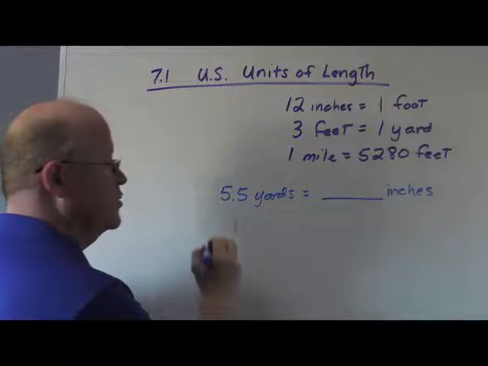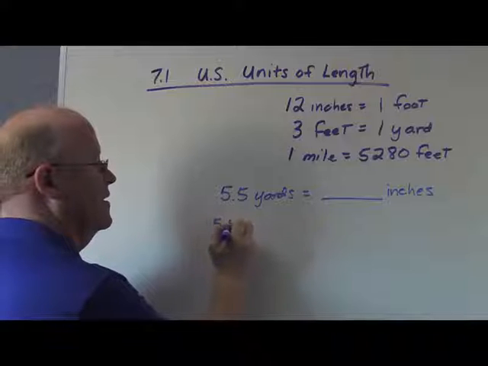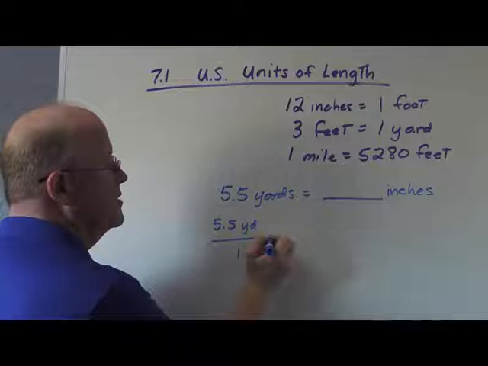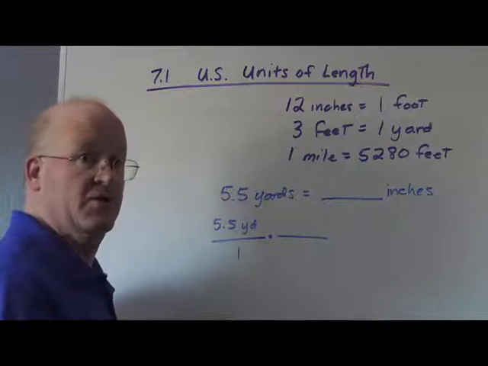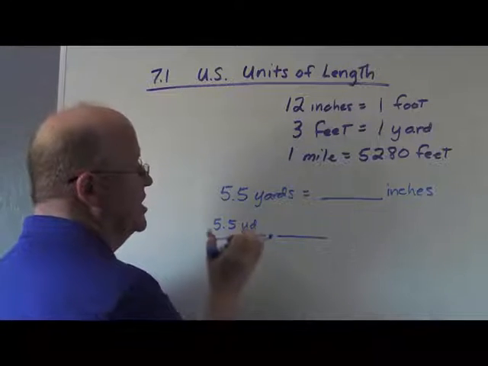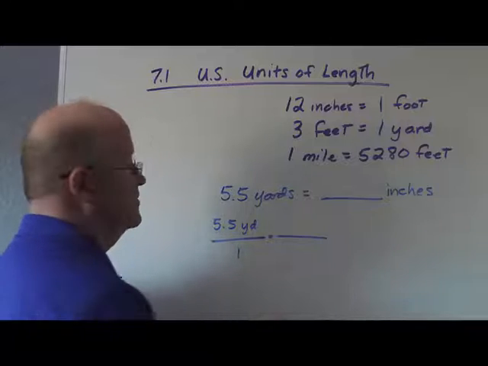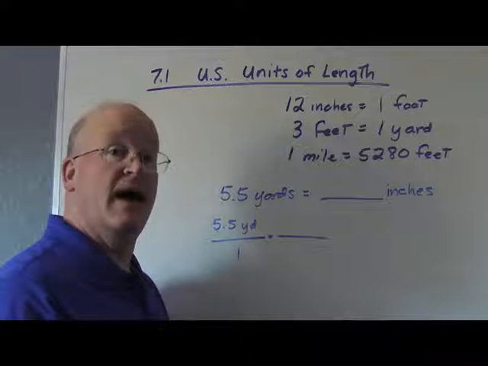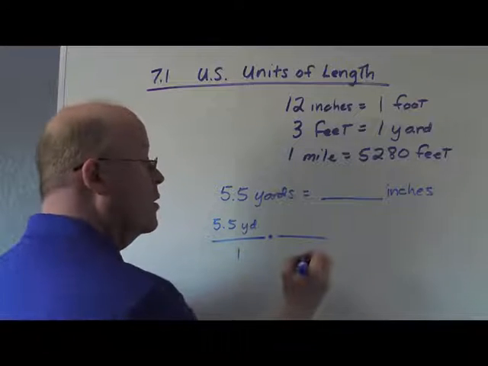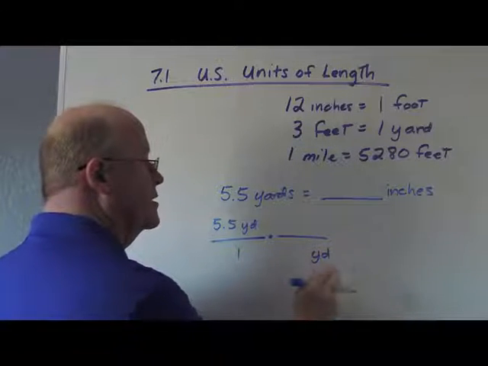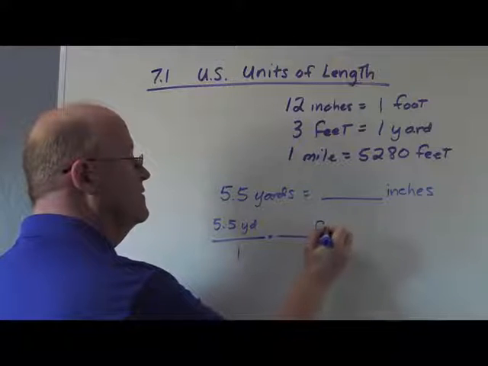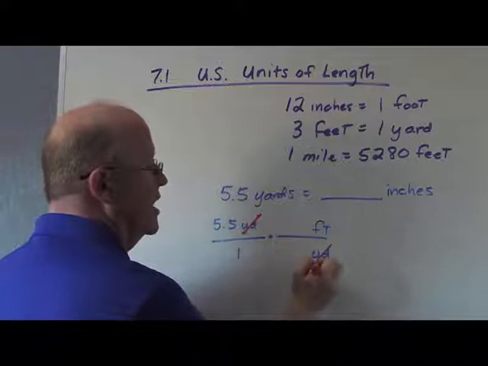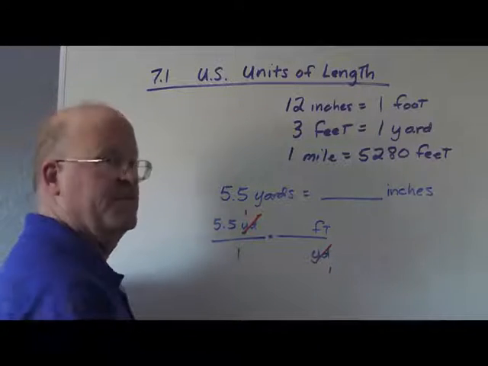Well, what we're going to do is write our 5.5 yards over 1. And we're going to multiply by some conversion factor that is going to change the yards into inches. Now, if you know that there are 36 inches in 1 yard, you could use that conversion directly. Or we could start by converting the yards into feet. By putting yards in the denominator, we're allowed to cancel out those units and now convert to feet.